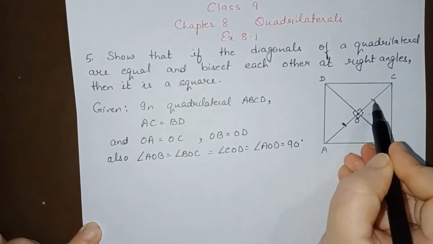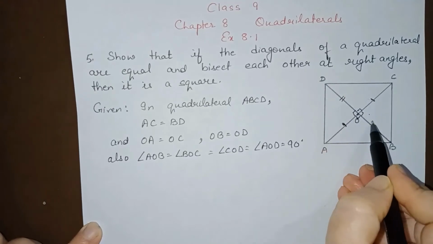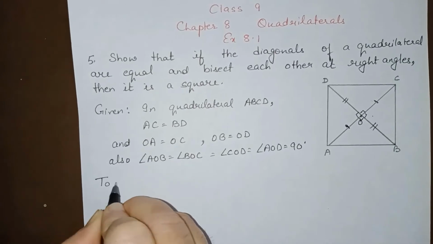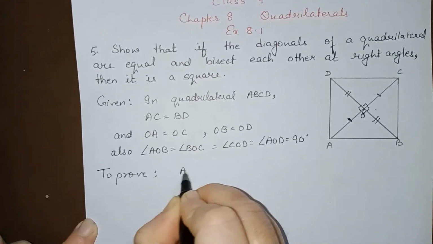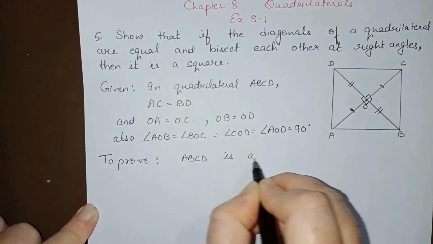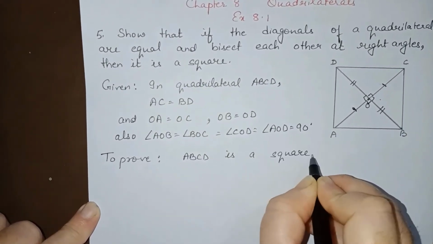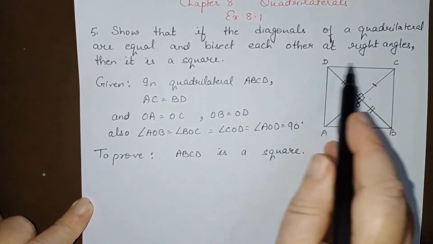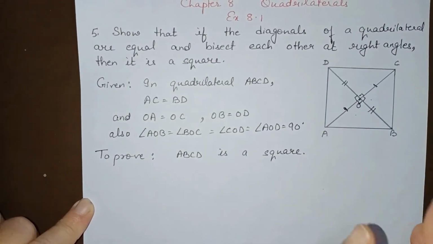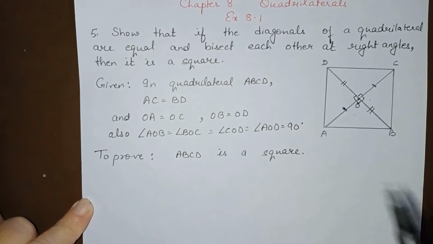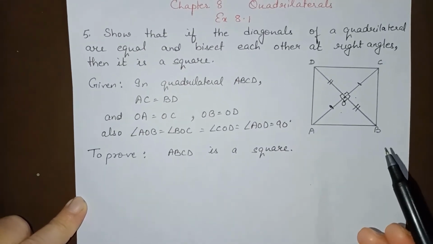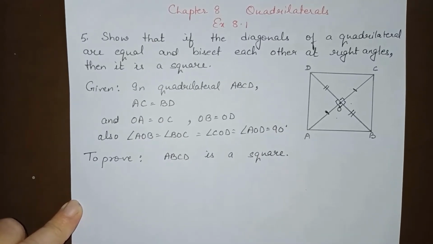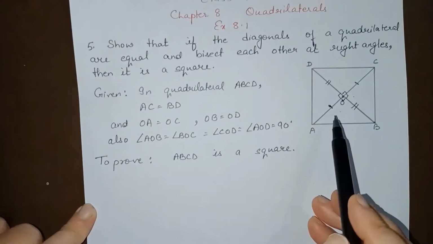Diagonals bisect each other, OB is equal to OD, and diagonals are also equal to each other. And we have to prove that ABCD is a square. Now remember one thing, square is a parallelogram. So to prove that it is a square, we will first prove that it is a parallelogram. And square is a parallelogram in which all sides are equal and each angle is 90 degree. So this question we have to prove in three parts. In first part, we will prove that it is a parallelogram.